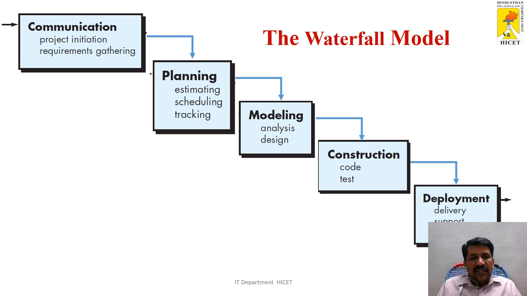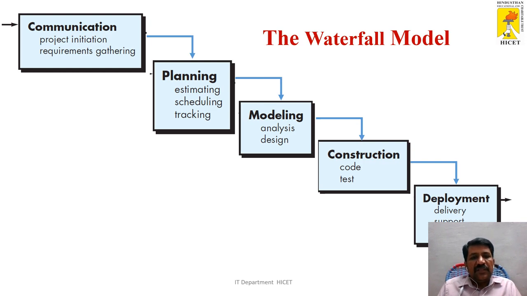In this model, the 5 activities are performed in a linear manner. First, communication. After completing the communication, go for planning. After planning, modeling. After that, construction, and then finally deployment. So all these 5 activities are performed linearly. First, we will see communication. In communication, there are mainly 2 activities: project initiation and gathering requirements. These two processes are done in communication.